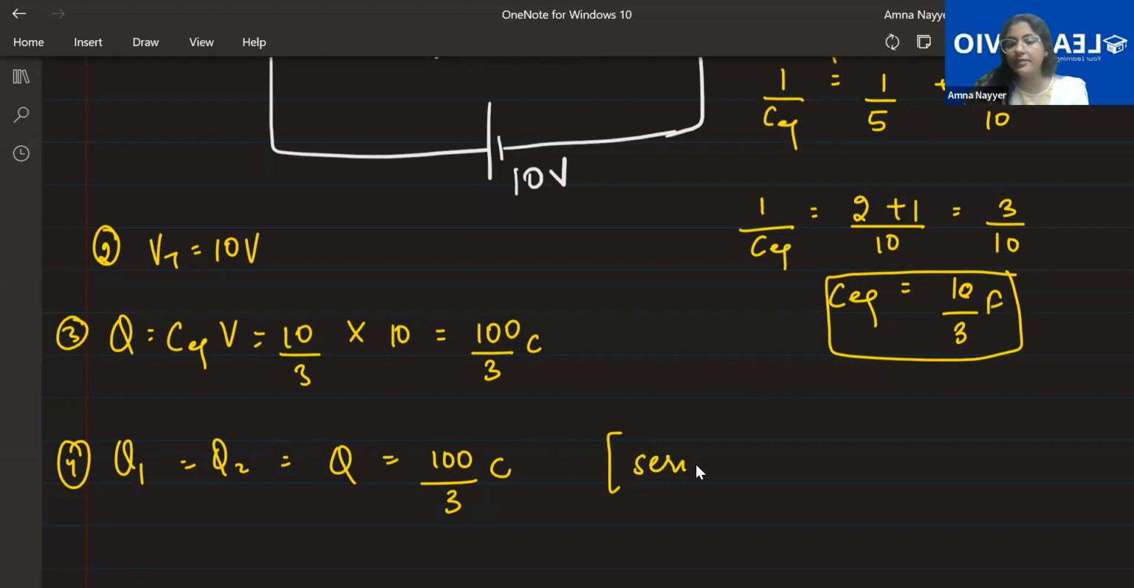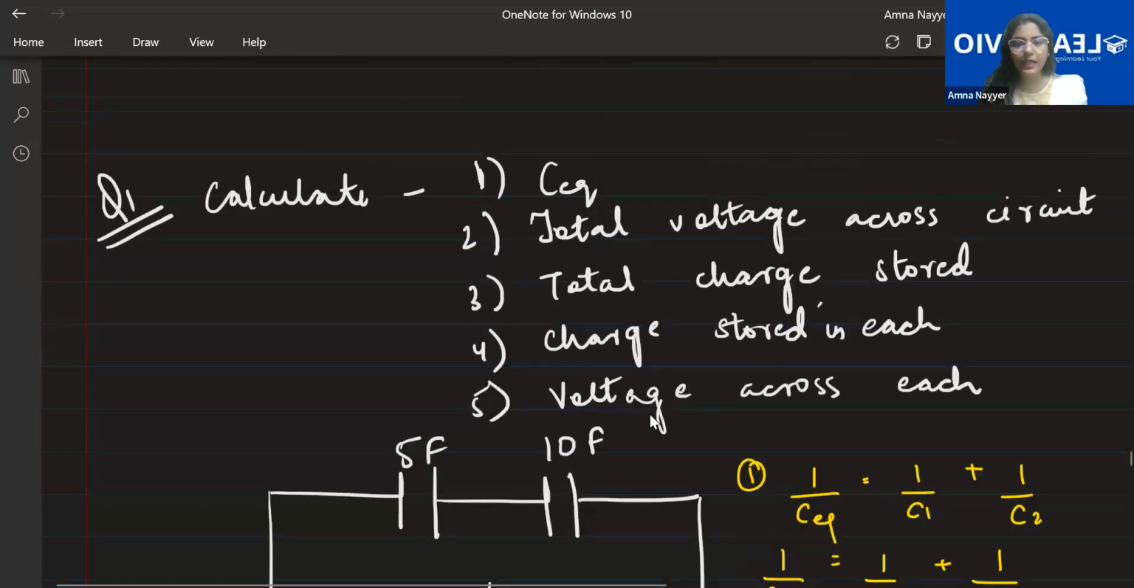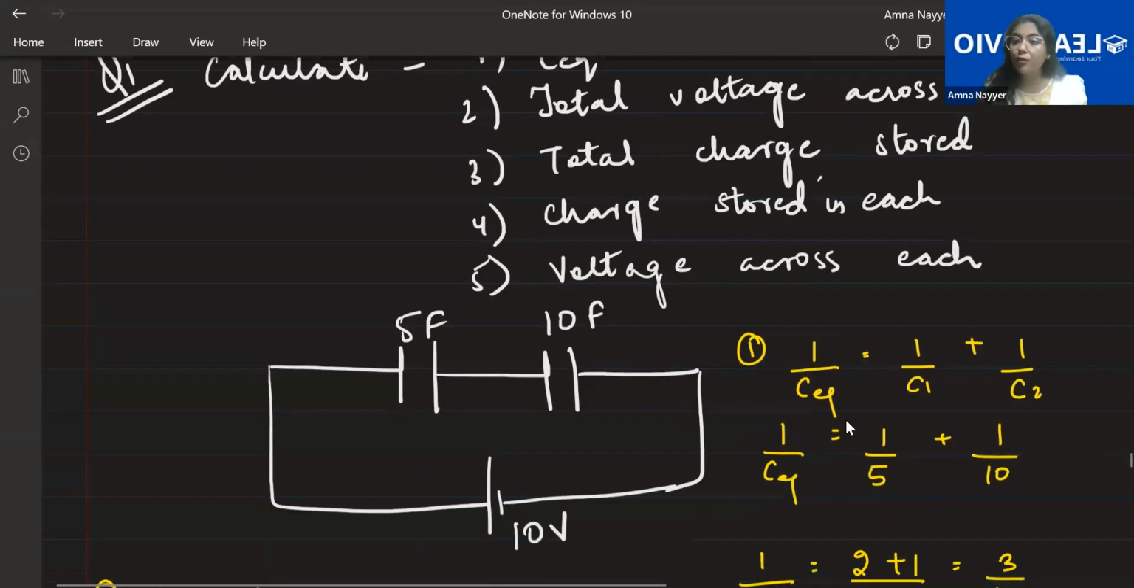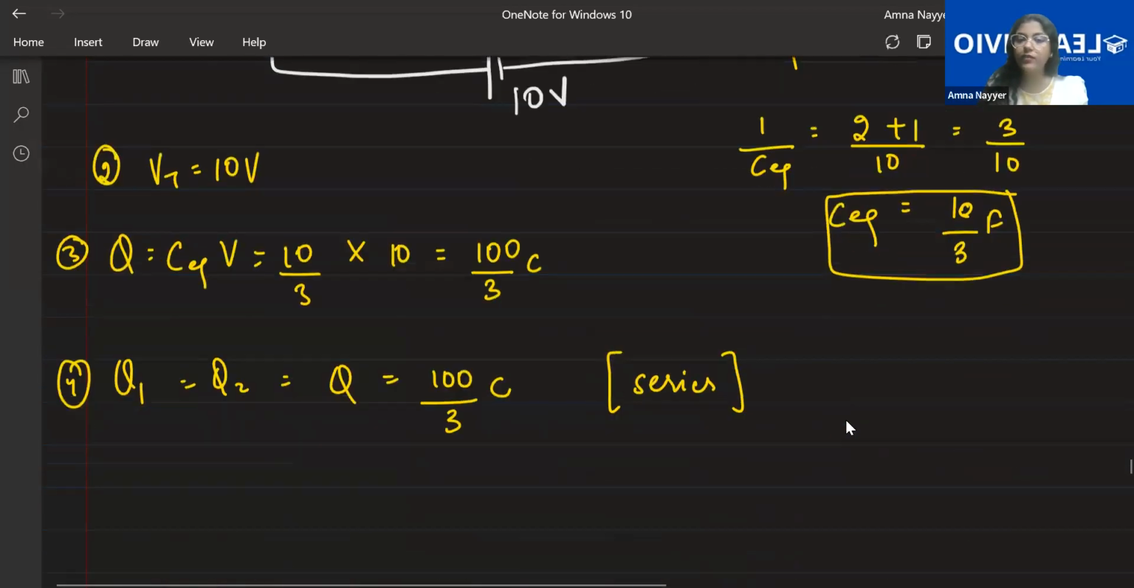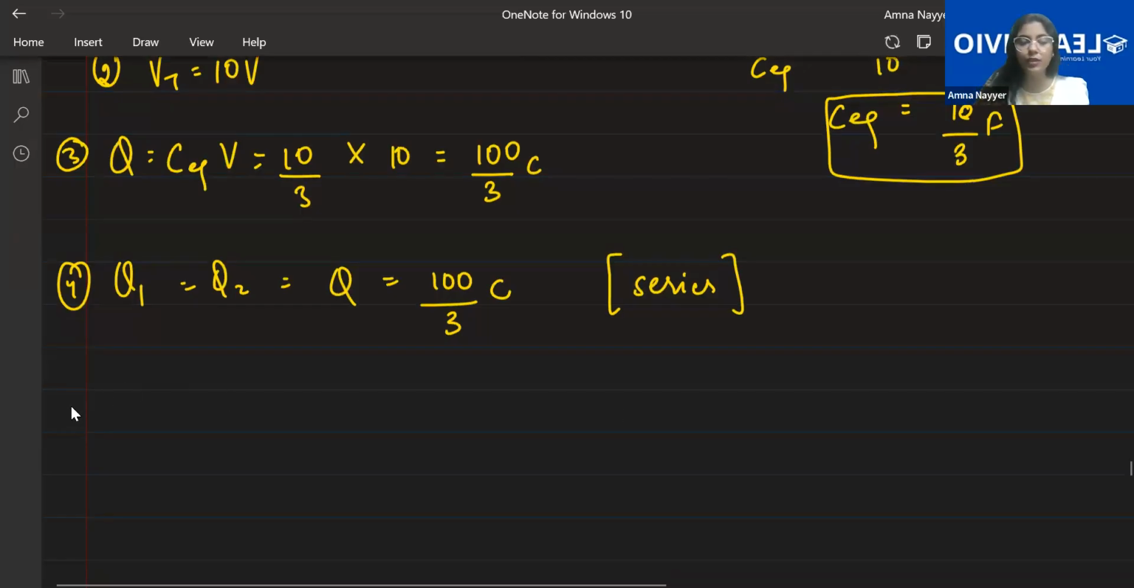Because this is a series connection. In series, all the charges remain the same. Okay, so this is the fourth one. Then it says voltage across each. Now, class, voltage will be different, right? When we were discussing the formula, that time also we saw the voltages will be different.